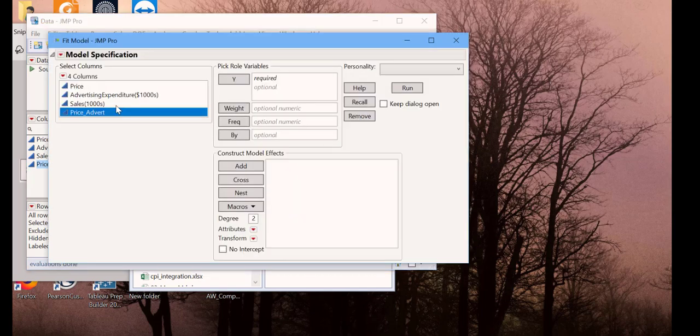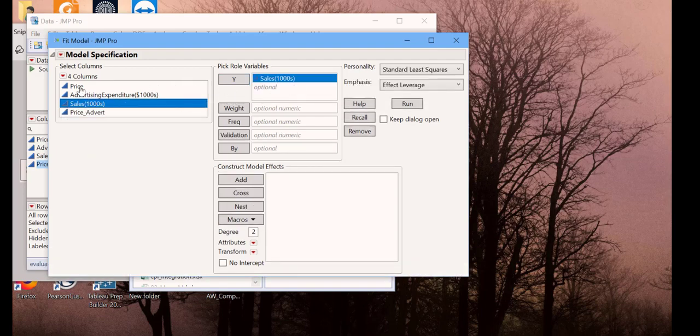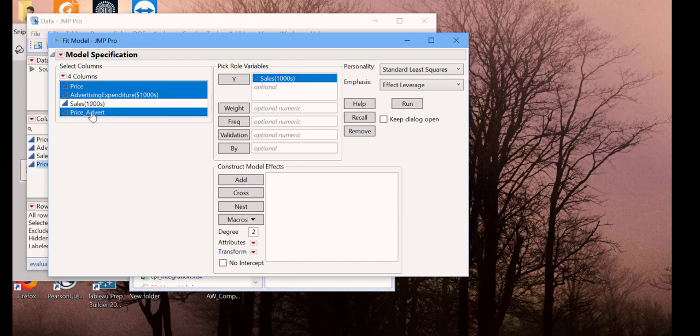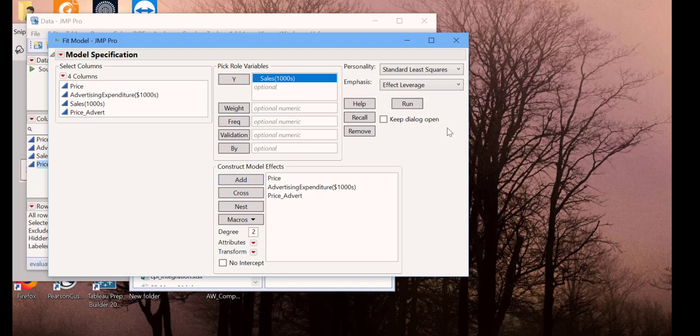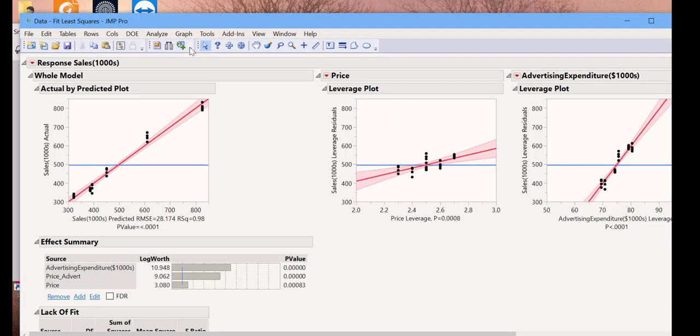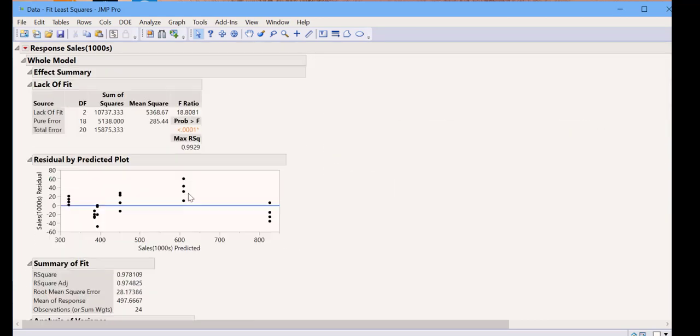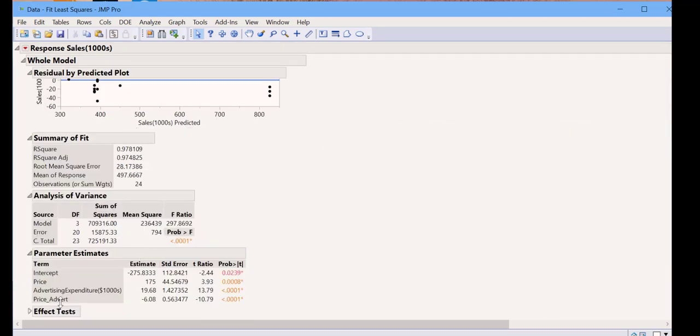We'll click on Analyze, click Fit Model. We move our sales as our Y variable, and then we'll move price, ad spending, and price times advertisement as our X variables. And then we run this. If we look at our results, what we find is that the equation is given by price, the coefficient is 175, ad spending, the coefficient is 19.68, and then price times ad spending, the coefficient is minus 6.08.